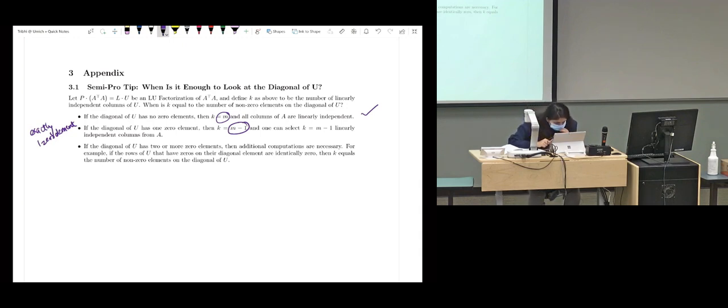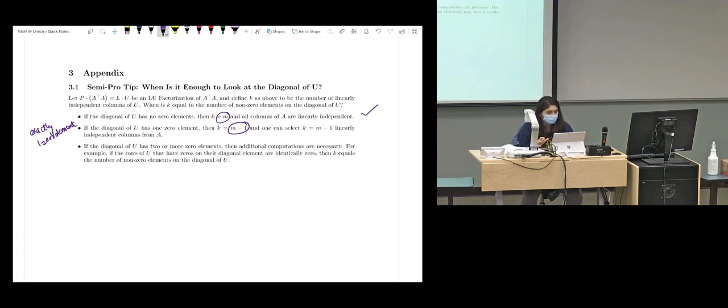Why is that? Well, that one column, wherever the zero is, is the linear combination of other columns of A, and that is why when you compose it, it becomes a diagonal element. Now, what happens when there are two or more zero elements? Then additional computations are necessary.